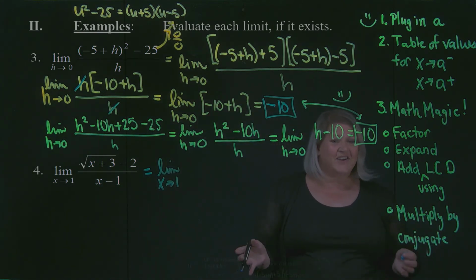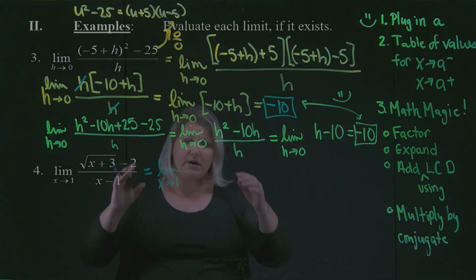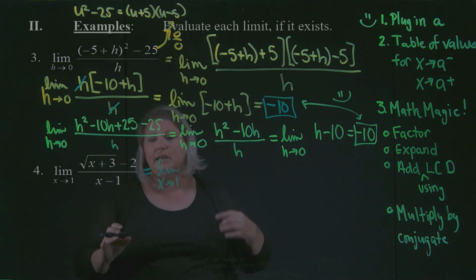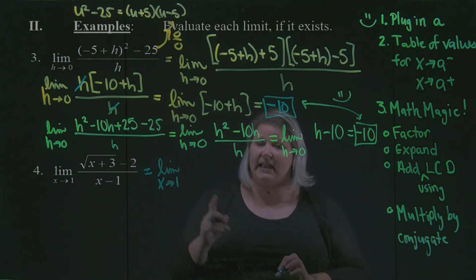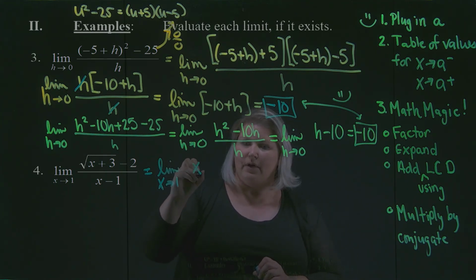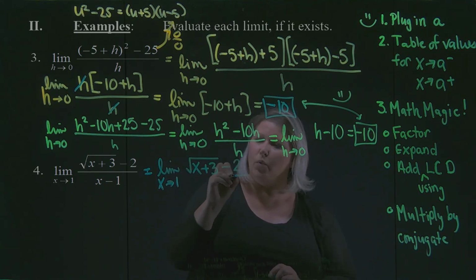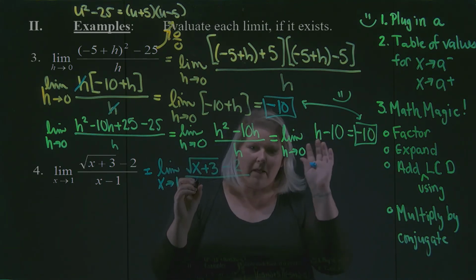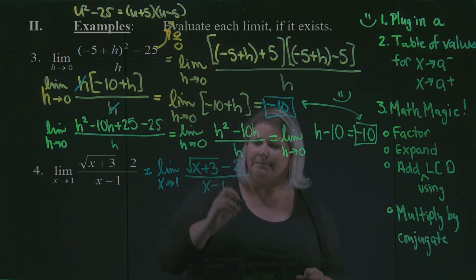I'll tell you a secret when it comes to these radicals. Often what I want to do is multiply top and bottom either by the conjugate or by the radical that's causing a problem. In this particular case, what I'm going to do is multiply by the conjugate. Which conjugate am I going to multiply by?